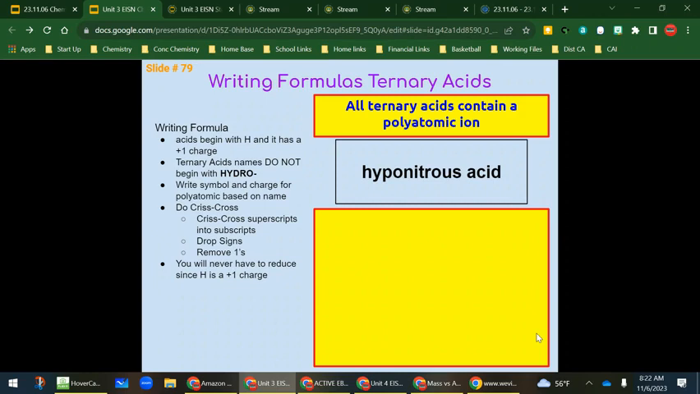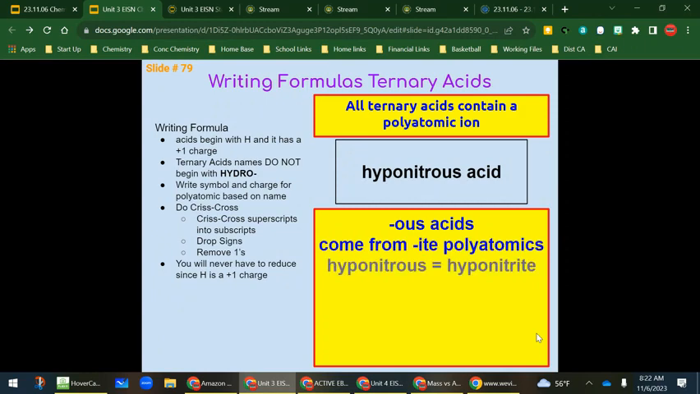Hyponitrous comes from hyponitrite. What's the formula for hyponitrite? NO -1. We still put it with hydrogen. Formula? HNO aqueous. Questions?